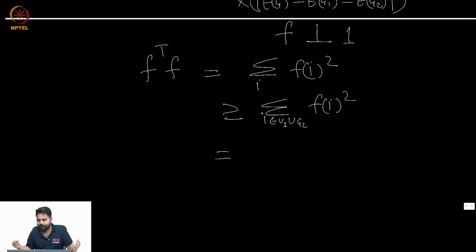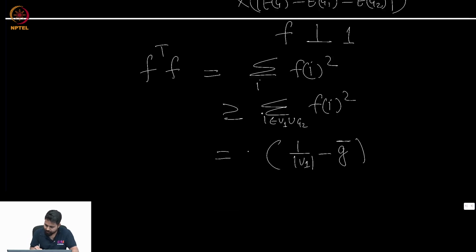Further, if you calculate, when i belongs to V1, we know what Fi is, right? In that case, this is nothing but 1 divided by mod V1, and then you subtract the average of g, g bar. And how many times is this coming? This is coming mod V1 times. Then you take the square of this. Similarly, what will this be if i belongs to V2?